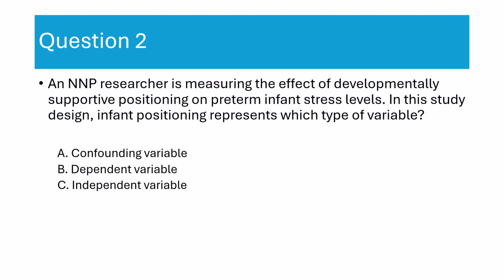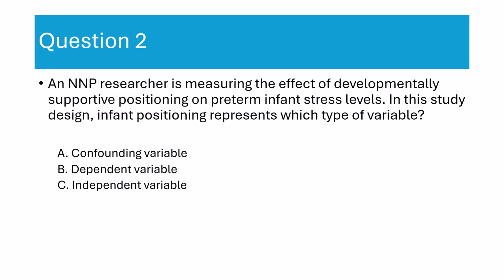An NNP researcher is measuring the effect of developmentally supportive positioning on preterm infant stress levels. In this study design, infant positioning represents which type of variable? A. Confounding variable. B. Dependent variable. C. Independent variable. The correct choice is C.